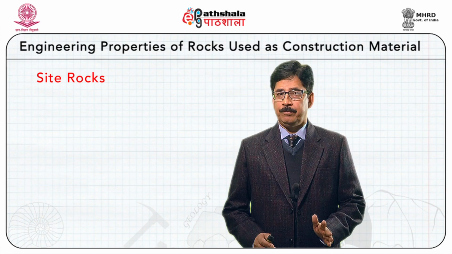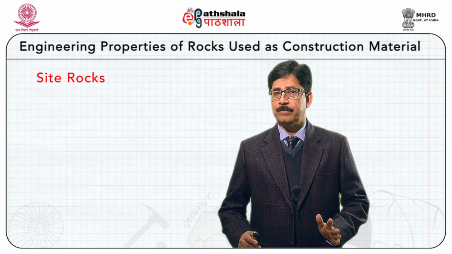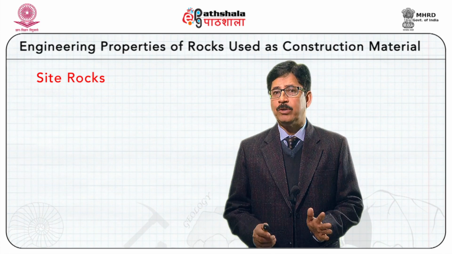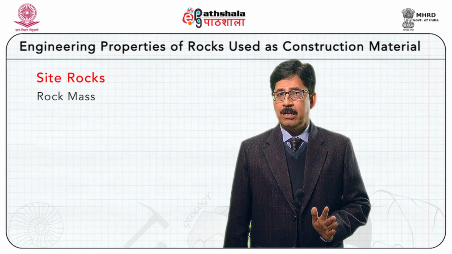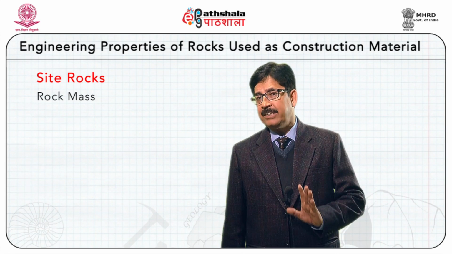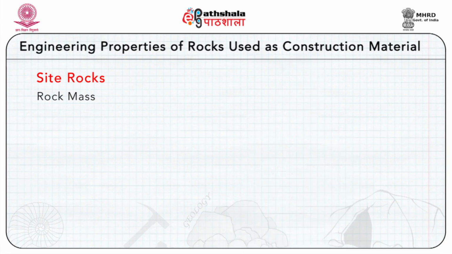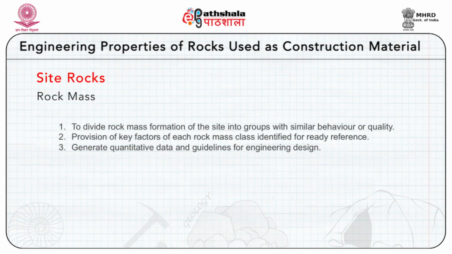Now, site rocks have joints in them. They have some weathering state. They may have some water. All these clubbed together, we call rock mass. Now, if we are working at a site having rock mass, then we have to take three important things into consideration. We have to divide the whole rock mass into groups with similar behavior or quality. We have to identify the key factors of each rock mass class for ready reference, as well as generate some quantitative data and guidelines for engineering design.